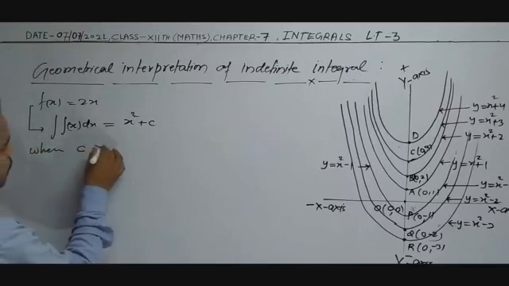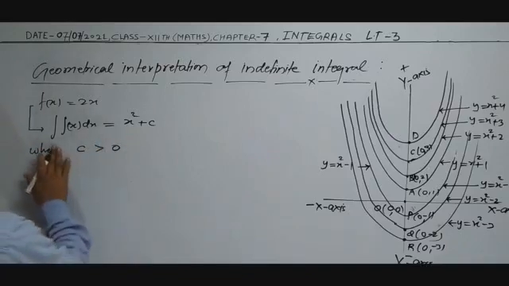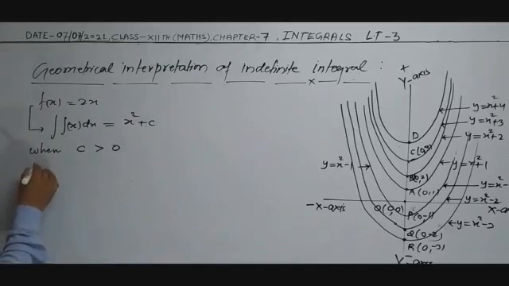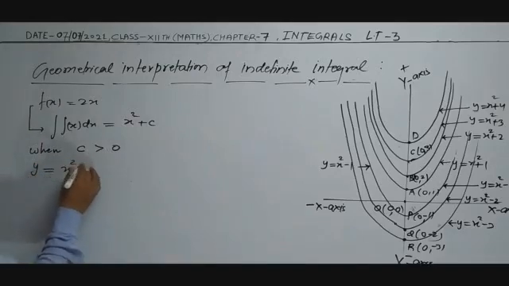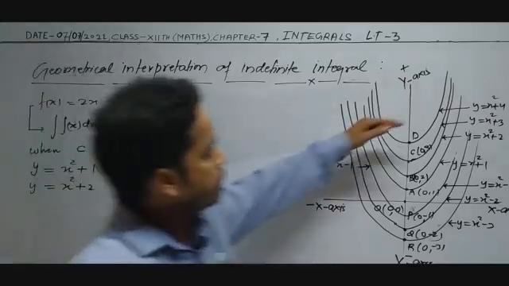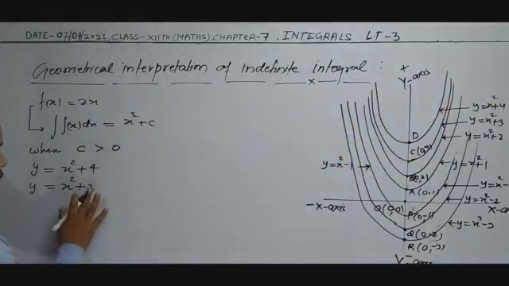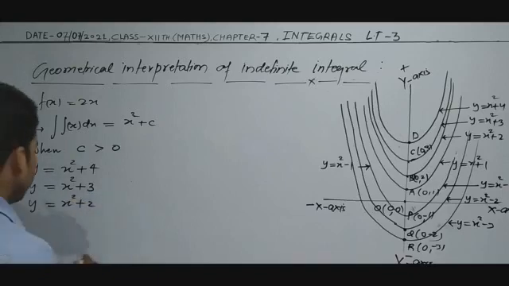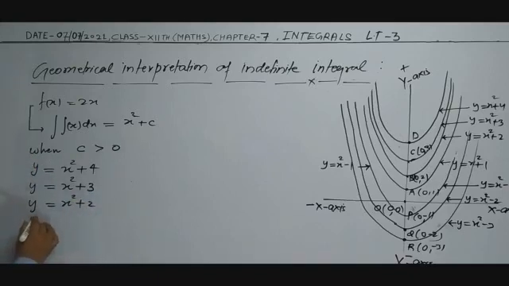When c is greater than 0, we take c = 1, c = 2, c = 3, then you have the equations y = x² + 1. Similarly, y = x² + 2, y = x² + 3, y = x² + 4. So these are the values for c greater than 0.